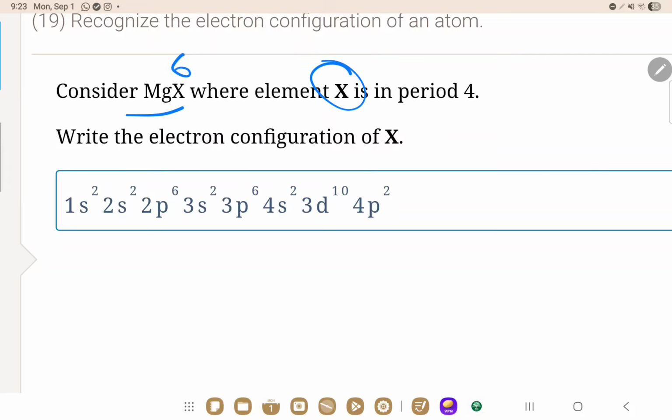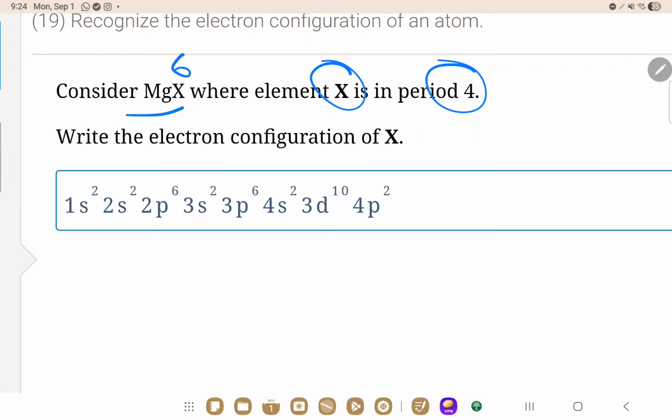So if we go to group 6 and period 4, you find what element there is in group 6 and period 4. We count 1, 2, 3, 4. It's selenium, which has 34 protons, or an atomic number of 34. Now here, we need to know how to write electronic configuration in spdf.